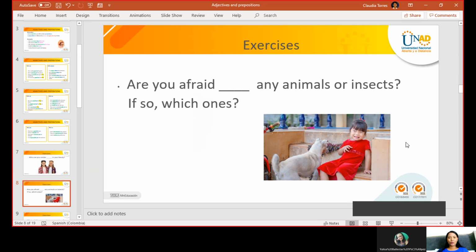Now look at the next picture. What can you see in this picture? I can see a little girl. She's afraid of dogs. Yes. So, like, really afraid or is frightened of, or the frightened? Frightened of dog. Yes, you said the right preposition, of. So are you afraid of any animals or insects?